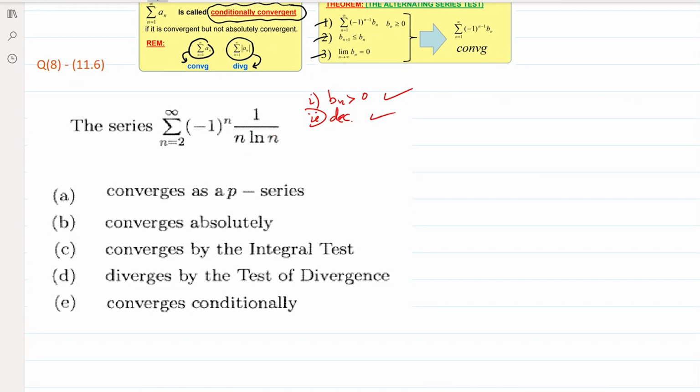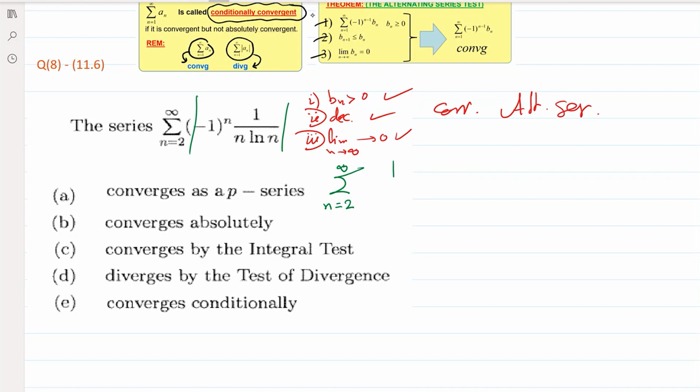Is the limit going to 0? Yeah. Goes to 0. Yes. So it is converge alternating series. Then what do I have to do now? I need to double check the absolutely converge. So you will take n equal 2 to infinity. If I take the absolute value, it will be just this series.